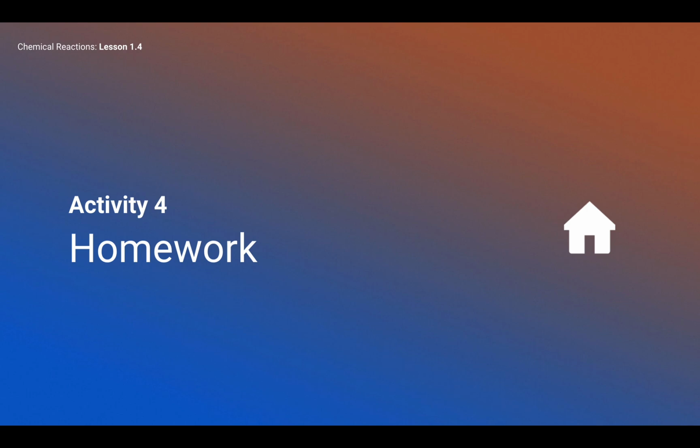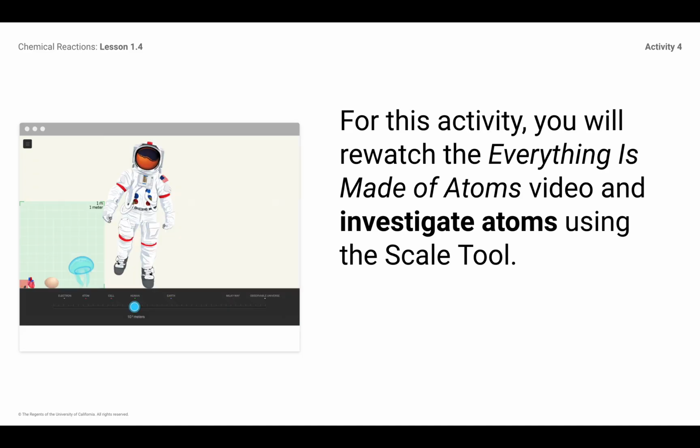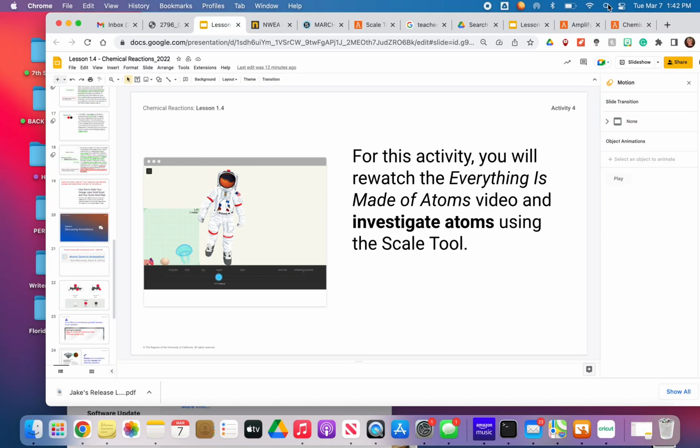Okay? All right, I do have a little bit of homework for you today. I think it'll be fun, though. For this activity, you're going to re-watch the Everything is Made of Atoms video and then use the Investigate Atoms scale tool. Let me show you where this is.